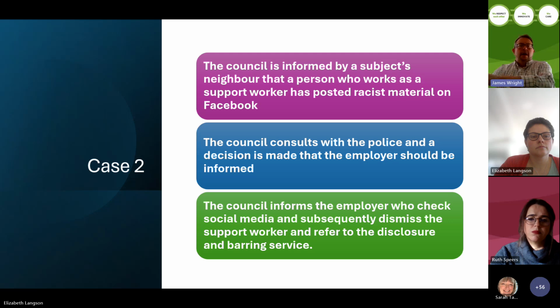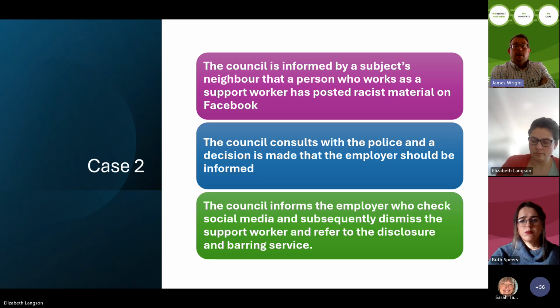So we took action directly in that case and contacted the employer and asked that they have a look at this person's online presence, their social media accounts, which they did, and made the decision themselves to subsequently dismiss that support worker and to refer them to DBS.